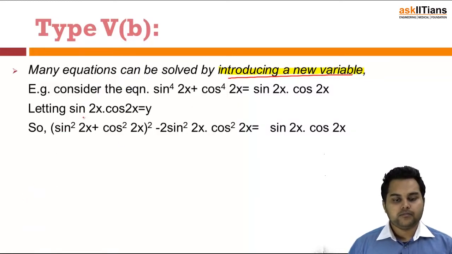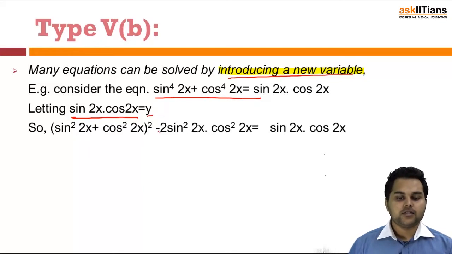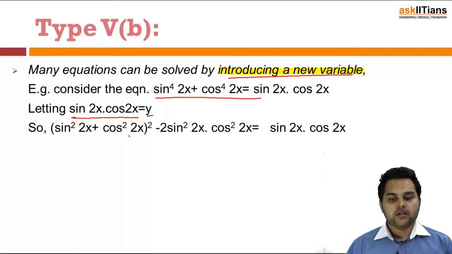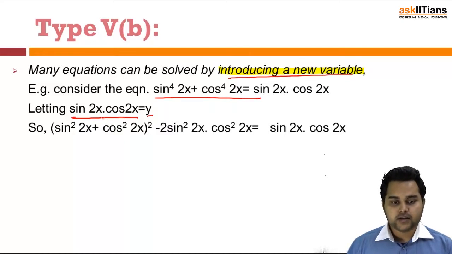I take an example: sin 4 2x plus cos 4 2x is equal to sin 2x cos 2x. I am taking sin 2x cos 2x to be y, so the left hand side is rewritten as sin square 2x plus cos square 2x whole square minus 2 sin square 2x cos square 2x is equal to sin 2x cos 2x. I have taken this as y, so this bracket would come out to be 1 minus 2y square is equal to y, that is on the right hand side.